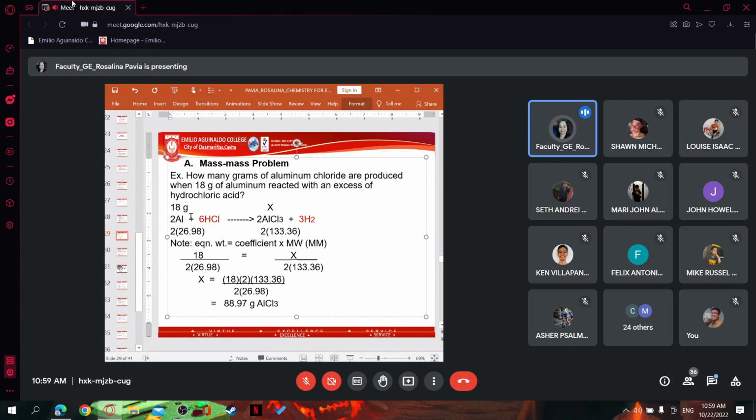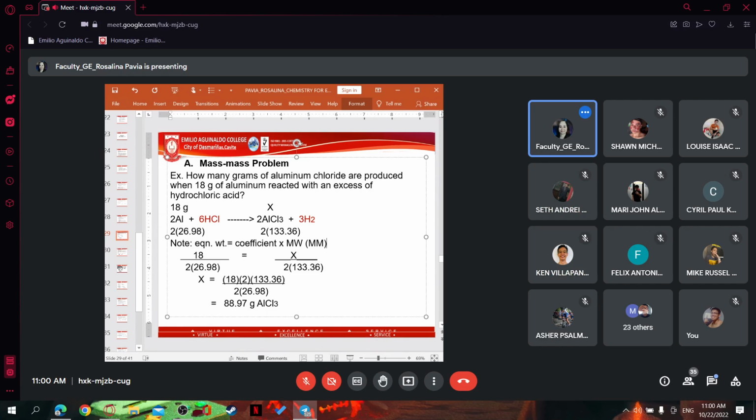So, coefficient of aluminum is 2 times the atomic mass of aluminum. Pag formula or compound, gagamit kayo ng molar mass or molecular weight. So the same thing that you will do with the aluminum chloride, the coefficient is 2 times the molecular mass of aluminum chloride. 3 chlorine times 35.45, the atomic mass of chlorine, plus 26.98, the atomic mass of aluminum.